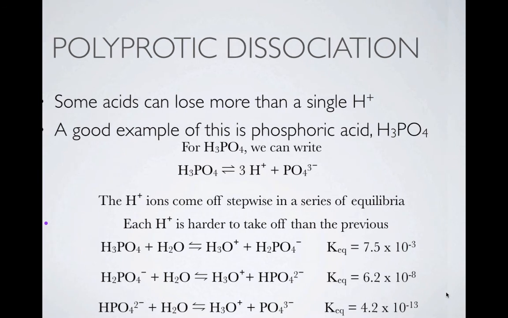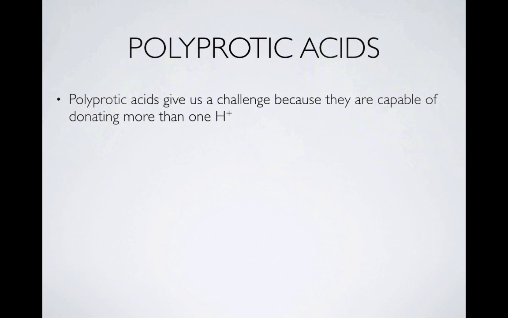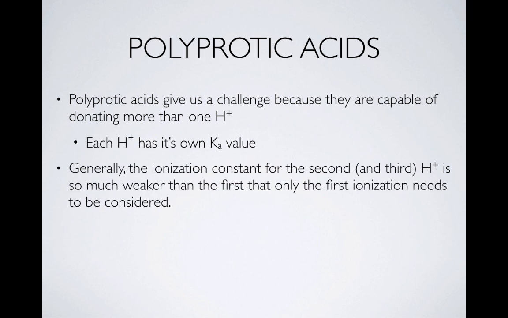So that has some ramifications when we're dealing with polyprotic acids, and if we're looking for the pH of a polyprotic acid. They can be a bit of a challenge when we're looking at the various concentrations, because they are capable of donating more than a single hydrogen ion, and we see that each of these hydrogens has its own Ka value for it to come off.